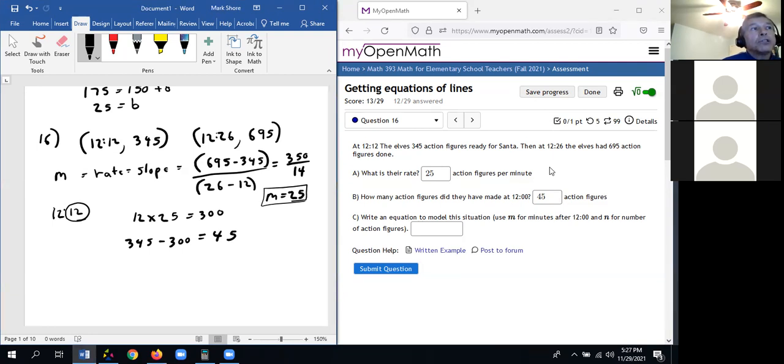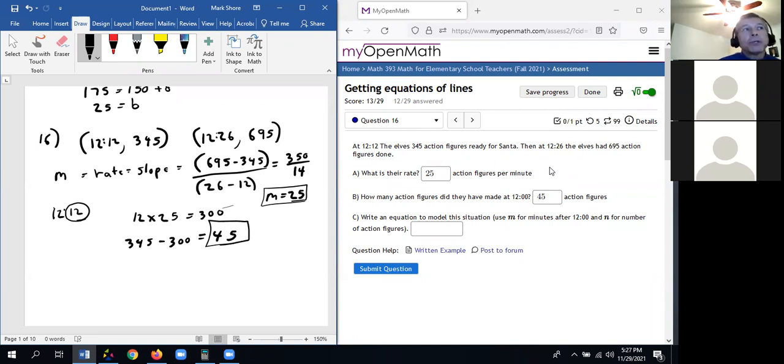So each one of these minutes, they're making 25 action figures. So to get how many action figures were made from 12 o'clock up to 12:12, just multiply these together. 12 minutes times the 25, that's the rate, you get 300. So if I subtract the 300 that were made from the 345 at 12:12, that gives me that you must have had 45 action figures at that time.